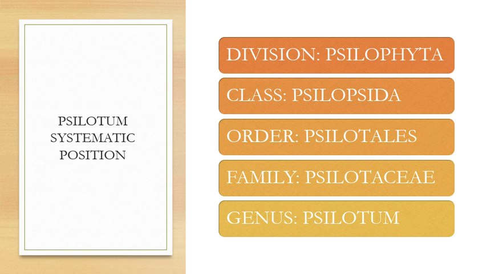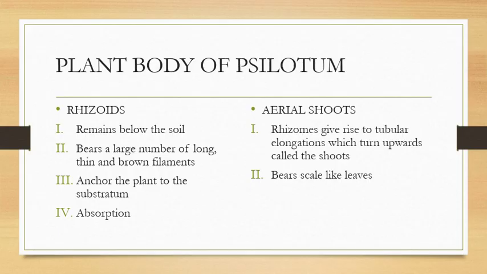Systematic position of Xylotum. Xylotum belongs to division Xylophyta, class Xylopsida, order Xylotelles, family Xylotaceae, and genus Xylotum. The plant body of Xylotum. The plant body of Xylotum is differentiated into rhizoids and aerial shoots.